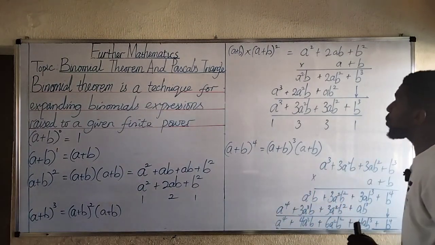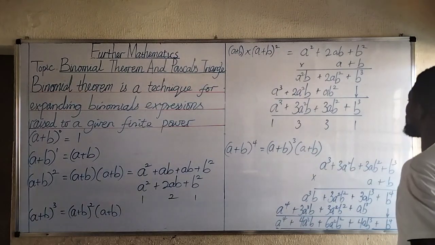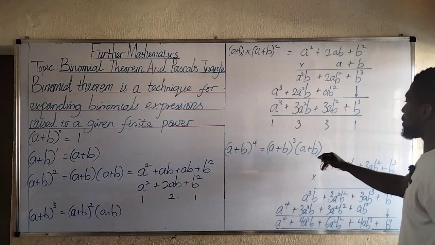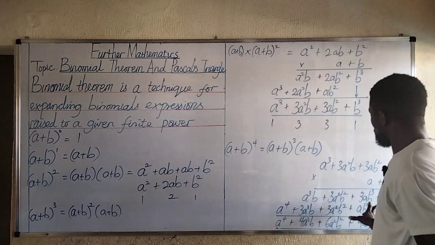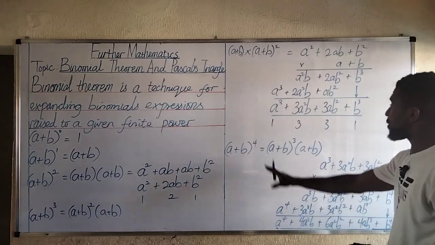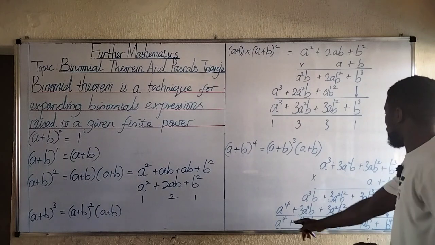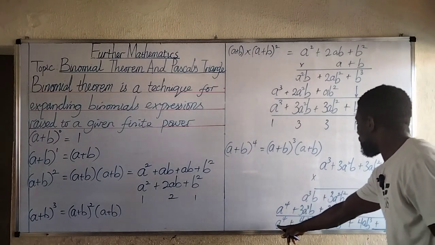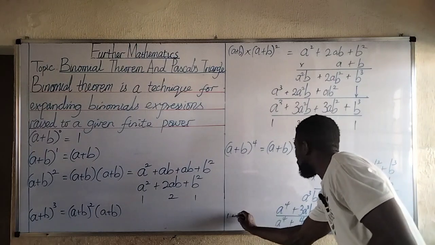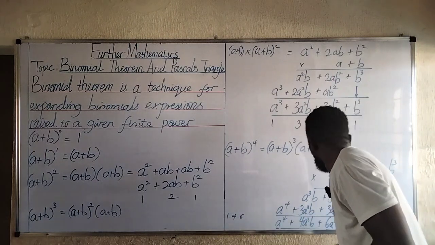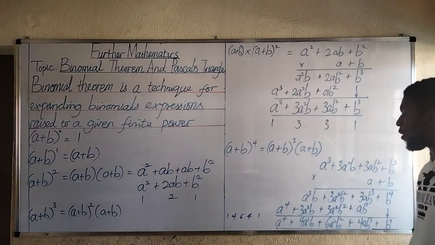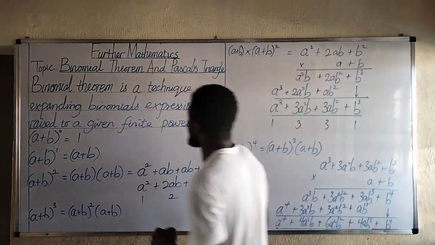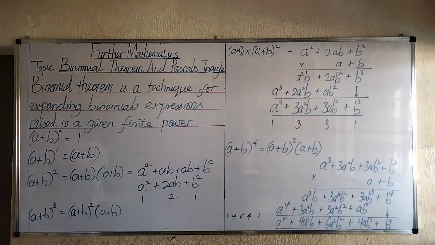Now this is what we obtain when we use multiplication to expand this binomial expression. This is what we obtain when we use the multiplication method to expand it. You can see that for a plus b raised to the fourth power, the coefficients are 1, 4, 6, 4, 1. Alright, we are going to verify this more using the binomial theorem formula.